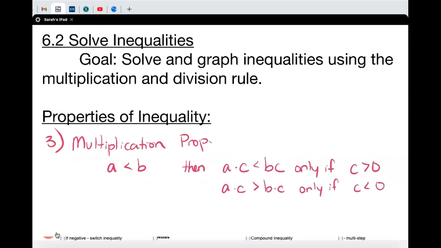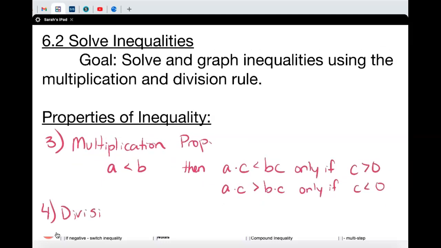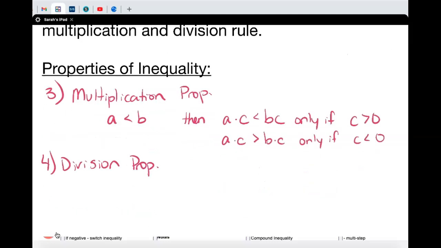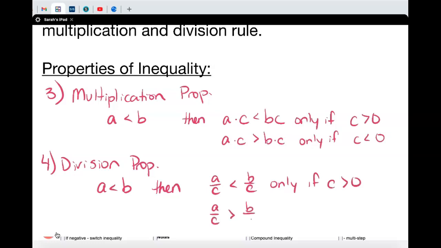Same can be said with the division property. So if A is less than B, I can divide the same amount on both sides. And same thing, only if C is positive. But if it's negative, then the inequality flips. So I always say if you multiply or divide by a negative number, then you have to switch the sign. If you multiply or divide by a positive number, it stays the same. So that's the only thing that you have to be careful about when you do these kinds of inequalities.